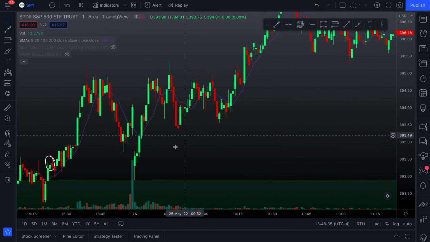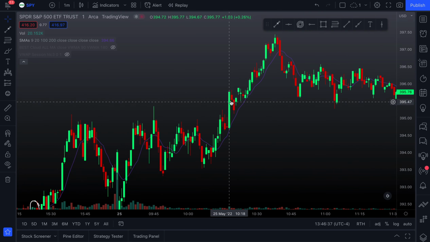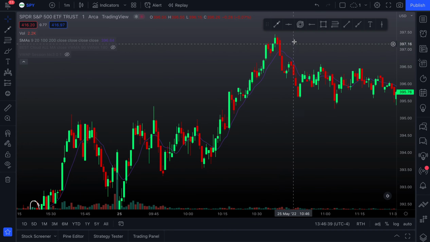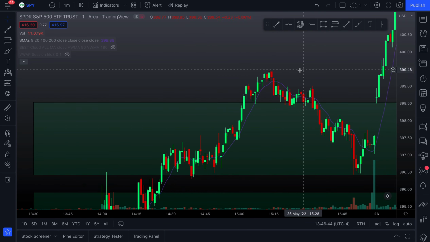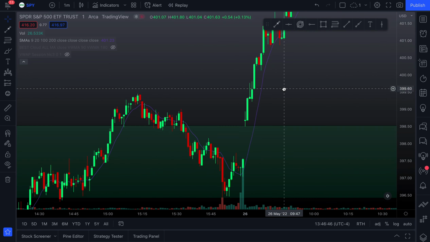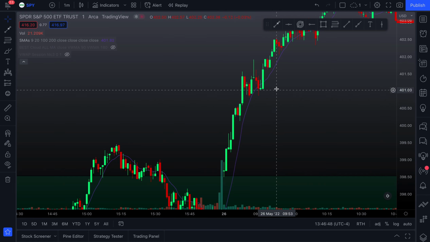So say I was in calls right here. I'm going to trim it once we break 9 SMA. That would be my trim right there. So I just use it to trim. It's a very simple concept. Once again, not very hard to understand. So if I was in calls right here, trim right there.